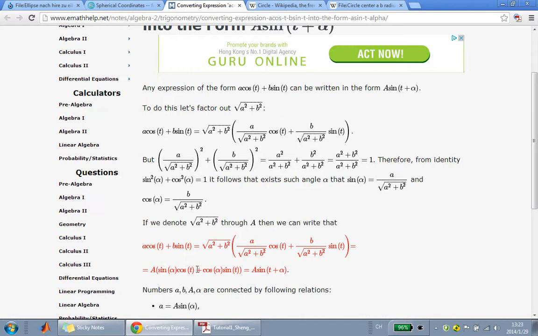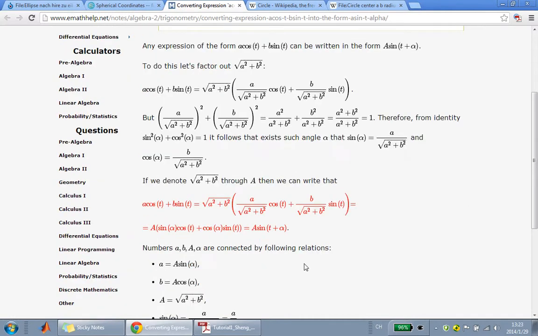Then use this equality. We get that a equals square root of a squared plus b squared. And for alpha, this is sine alpha, this is cosine alpha. Therefore, the alpha is arctangent a over b. Okay, in fact, it's this term over this term, but the square root of a squared plus b squared cancels out.